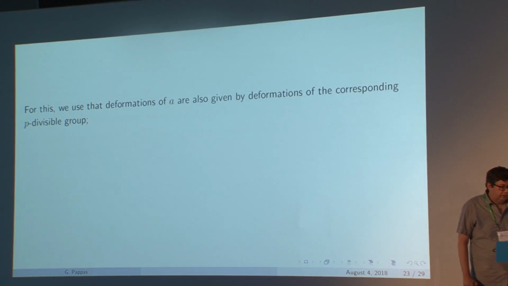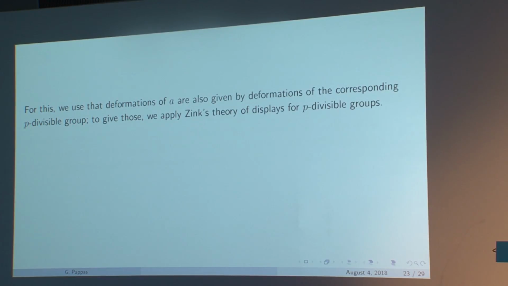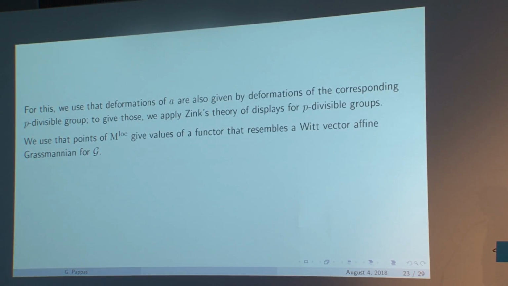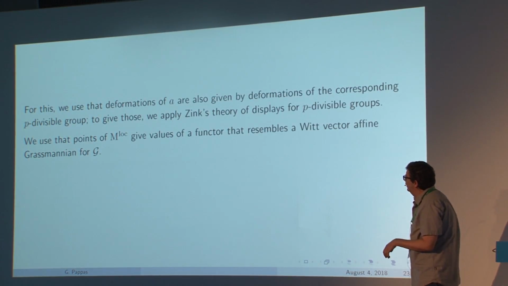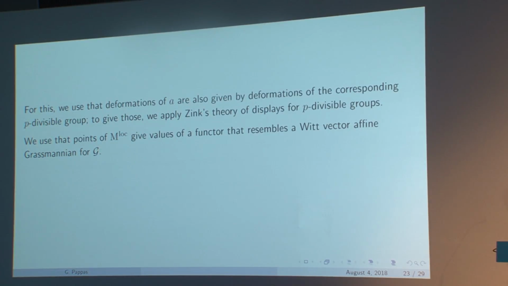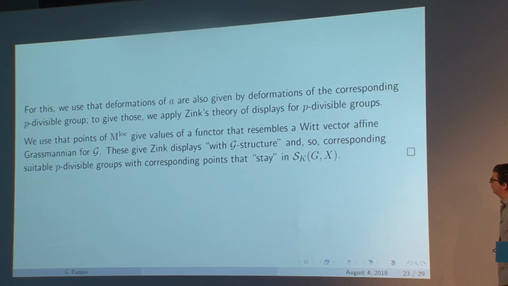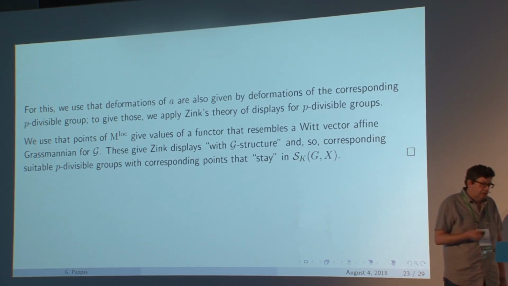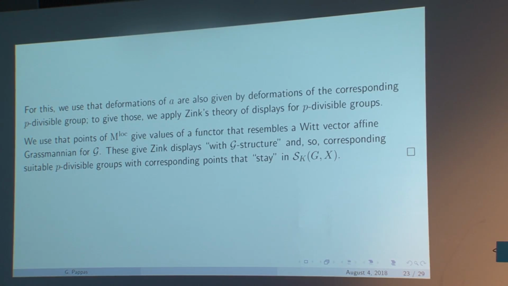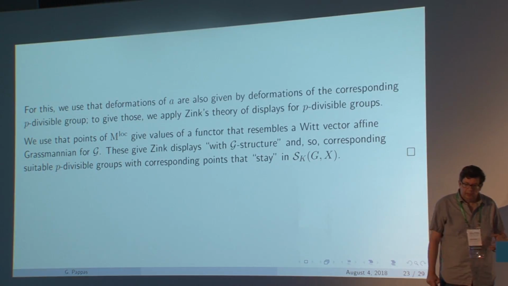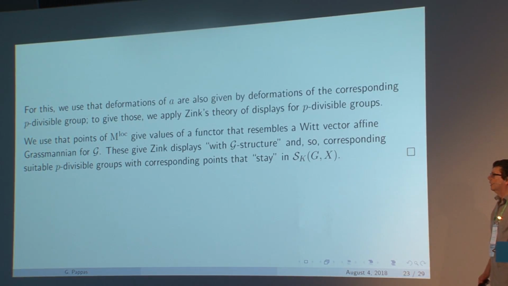Okay, so there we switch to a p-divisible group and use Zink's theory of displays for p-divisible groups. It's pretty complicated, but I'm just going to say the following. One of the essential ingredients is that the points of a local model give values of a functor that looks like a Witt vector affine Grassmannian for Z. So this relates to this interpretation of a local model by Scholze's work, somehow, implicitly at least. And so we get Zink displays with this structure, and then you can show that you get p-divisible groups that actually stay in my integral model.